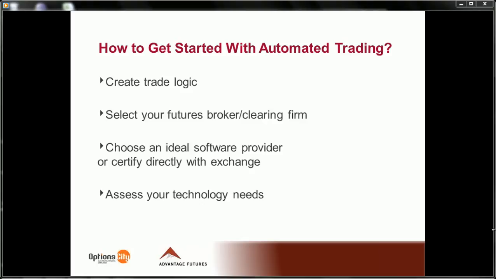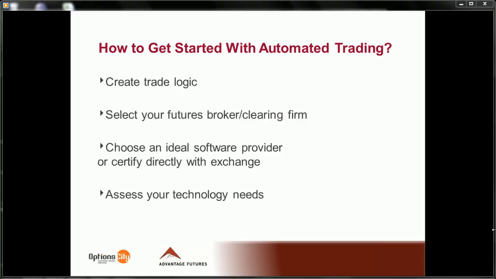Next slide we're on to is how to get started with automated trading. I think ultimately, like I mentioned before, a trader is important: a trader's mind, a trader's logic, the ability to decide, execute, and implement trades. The black box is not going to do any of that for you, or OptionsCity is not going to provide any of that for you. You still need a trader to come up with that trade logic.